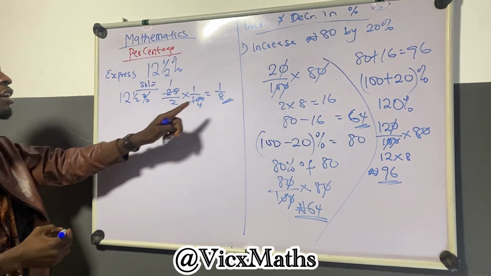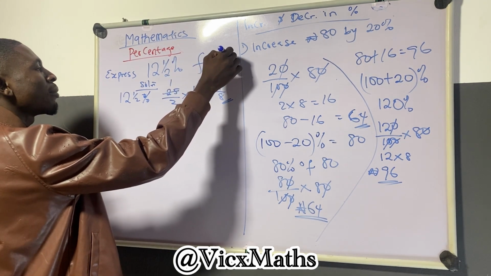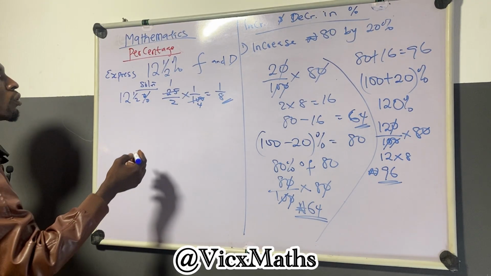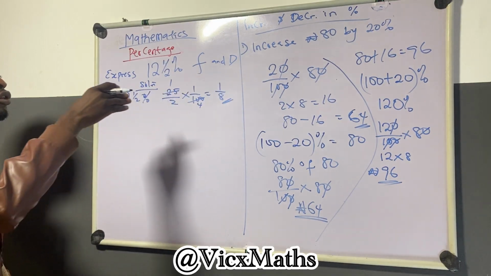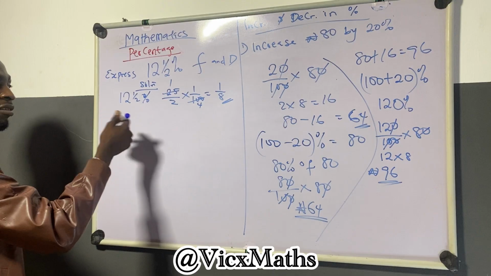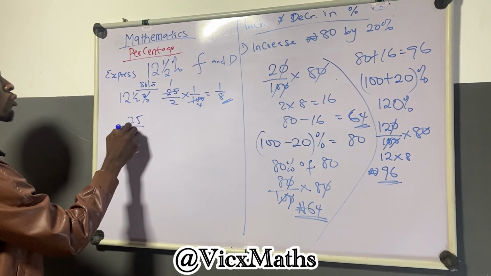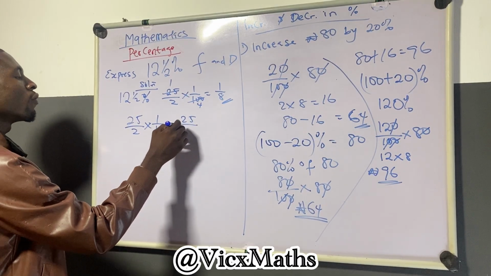We have expressed it as a fraction because we want to express it as a fraction in its lowest term and a decimal in its lowest term. So how do we express it as a decimal? Very simple too. We'll be doing two things. You can just pick this fraction and divide it to make it a decimal. Or you now have this 25 over 2 times 1 over 100, which will give us 25 over 200.